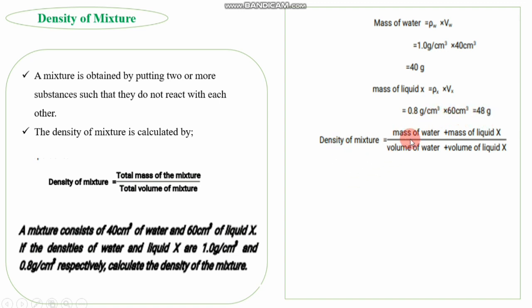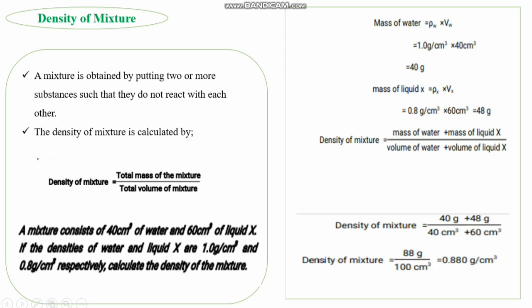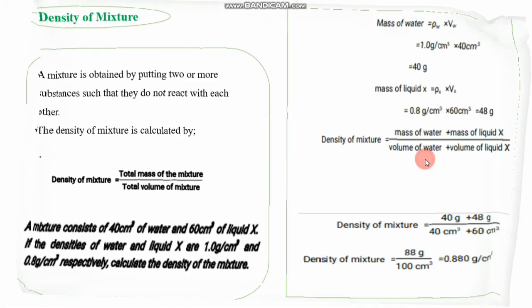Now the density of the mixture is equal to the total mass, which is the mass of water plus the mass of liquid X, divided by the total volume. 40 is the mass of water, 48 is the mass of liquid X, so 88 grams is the total mass, and 100 cubic centimeters is the total volume. The density of the mixture will be 0.880 grams per cubic centimeter.